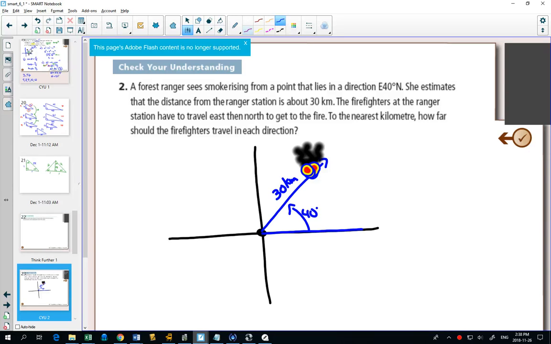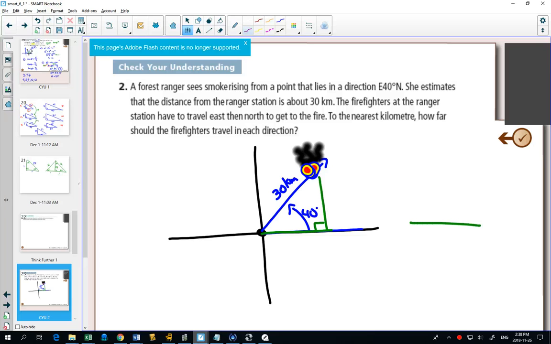Firefighters have to travel east and then north to get to the fire. So there must be roads that go this way and then this way in order to get to that fire. To the nearest kilometer, how far should the firefighters travel in each direction? So what happens is we make a triangle. That triangle, if we draw it, has a 90 degree here.